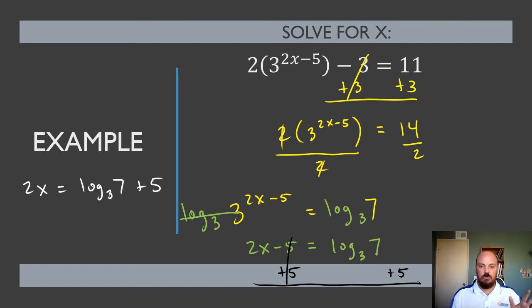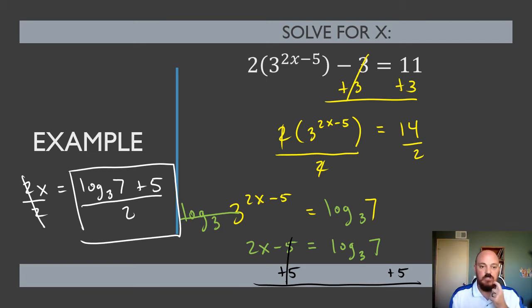And just like I showed you with the multiplying, remember when I said 2 times 3 to the 2x minus 5 does not equal 6 to the 2x minus 5? Make sure you understand that this does not equal log base 3 of 12. The log base 3 of 7 is one thing all by itself, and the plus 5 is completely separate. So don't add those together. This does not equal log base 3 of 12. But we can get our final answer by dividing by 2. And that's it.